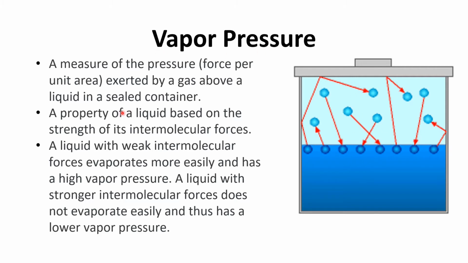The vapor pressure property is dependent on the intermolecular forces, because if the intermolecular forces are strong, then the liquid will not evaporate easily. So the boiling point of the liquid would be higher, but if the intermolecular forces are weak, then it will evaporate easily, that is at a lower temperature, and the boiling point would be lower. So the vapor pressure, intermolecular forces and the boiling point, all these things are related to each other.